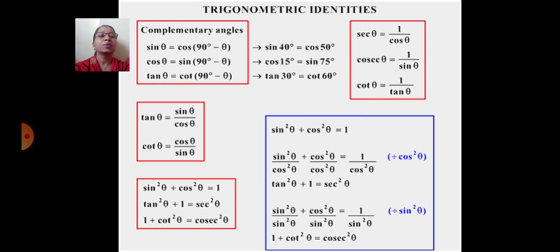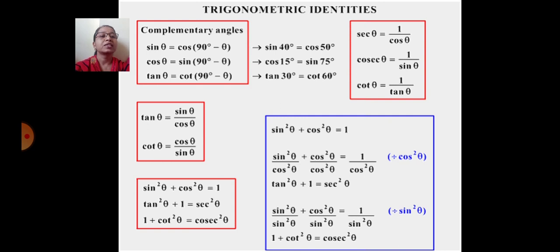Children, from that first identity, sin square theta plus cos square theta is equal to 1, if you have any confusion, you can derive the other two identities very easily. How? You take that identity, first you divide throughout, meaning each term, by cos square theta.